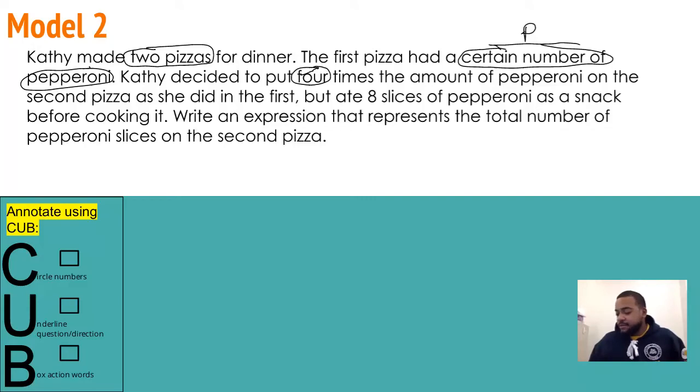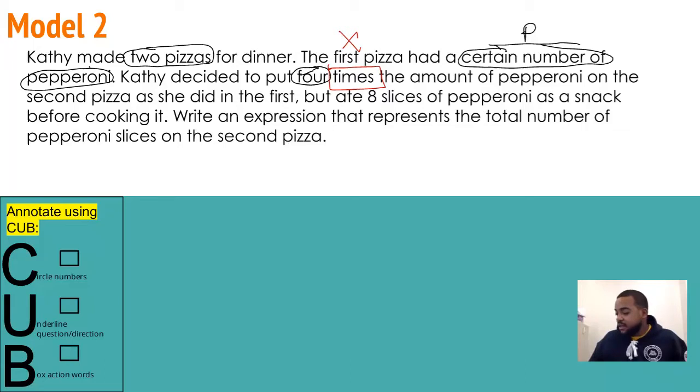4 times. When I look at that word times, that's not really a number that I want to circle, but this does tell me an action. The word times, as I look at it, tells me that I want to be multiplying something. 4 times something. Well, 4 times what? That's what we want to continue to figure out.